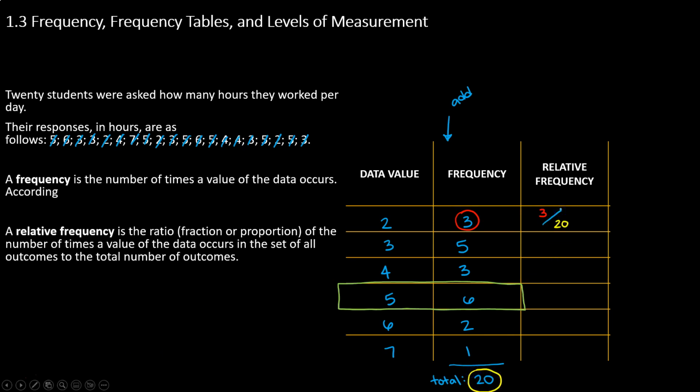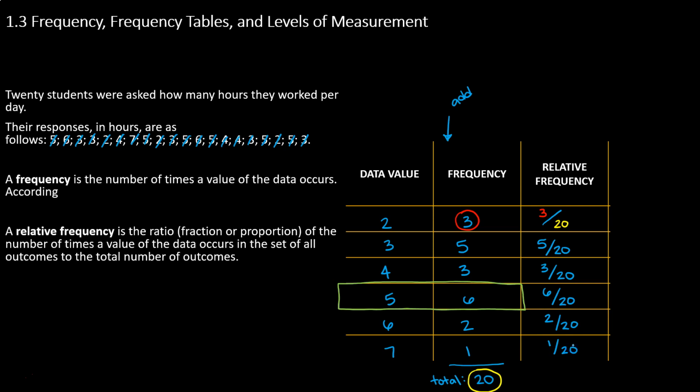And we're going to make our relative frequencies the same way, just moving down each row. So for the data value 3, I have a frequency of 5 over the total outcomes of 20. For the data value 4, a frequency of 3 over my 20 outcomes. For the data value 5, we had a frequency of 6 over 20 outcomes. Data value 6, we had a frequency of 2, and for the data value 7, we had a frequency of 1.